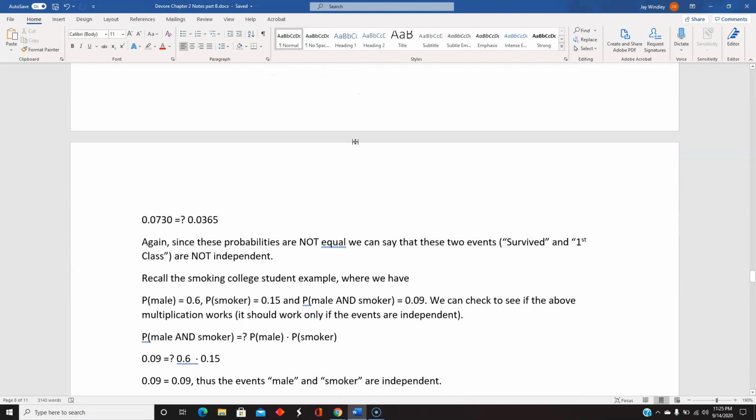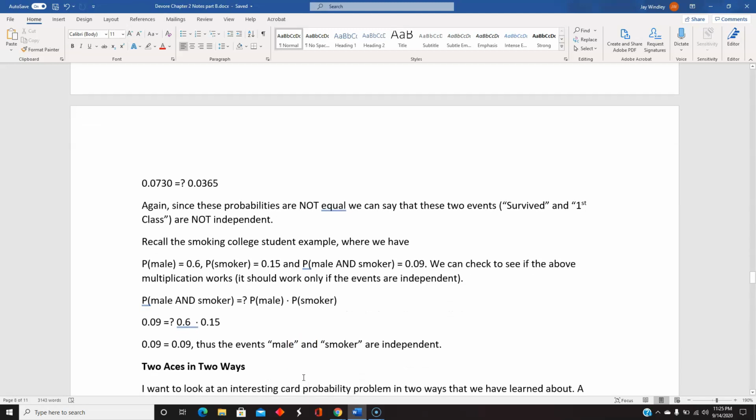So we check, is 0.09 equal to 0.6 times 0.15? Probability of male 0.6, probability of smoker 0.15. We multiply those two, and sure enough we get 0.09. So since this and probability is simply the product of these two probabilities, that means those two events are independent. That doesn't happen that often, but I wanted to show you an example of that.